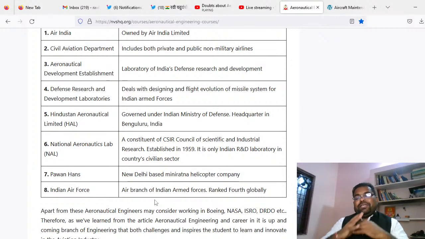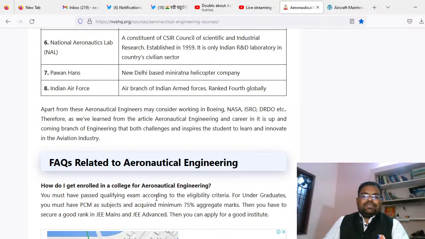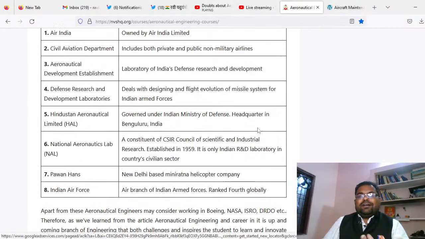Apart from that, there are various private industries, multinationals like Airbus, Boeing, Textron, GKN Aerospace, Quest Global, Safran Aerospace, where you can directly join and work as a design engineer. So these are a few that I have covered regarding aeronautical.